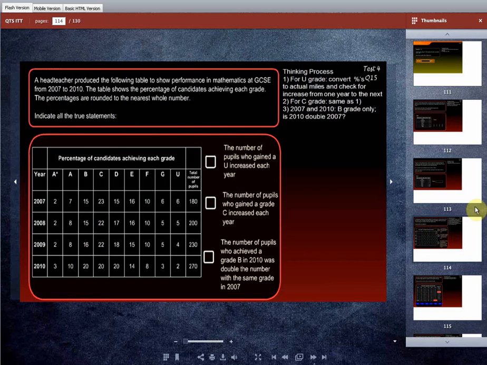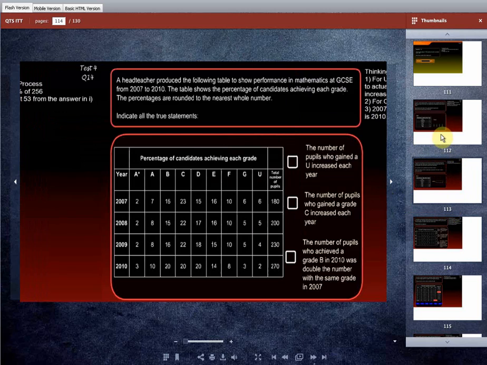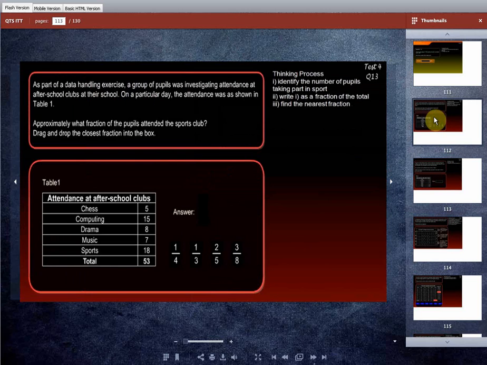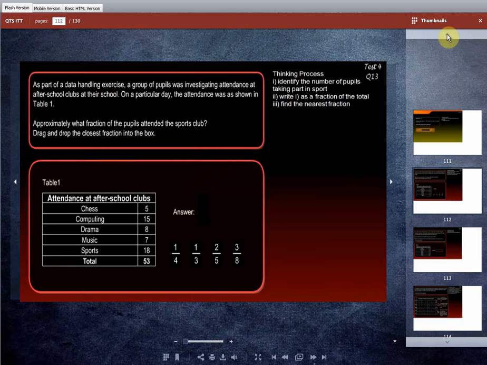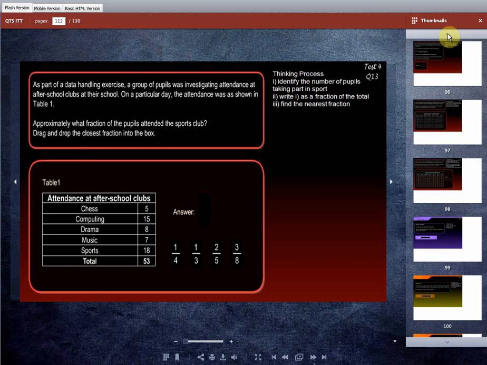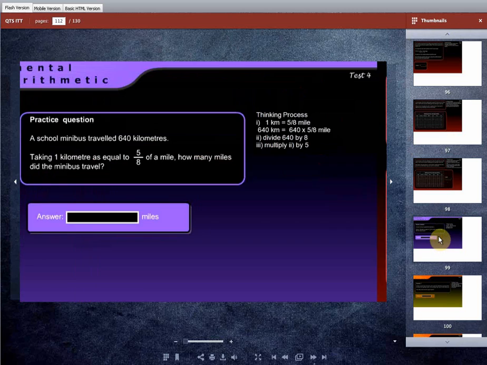Test 4, Question 15. A head teacher produced the following table to show performance. Test 4, Question 13. As part of a data handling exercise, a group of pupils was investigating attendance.